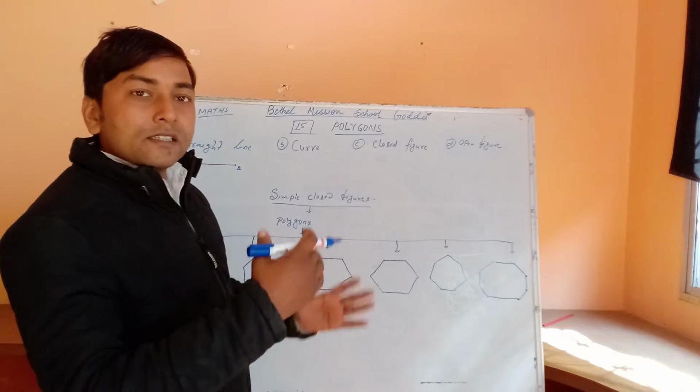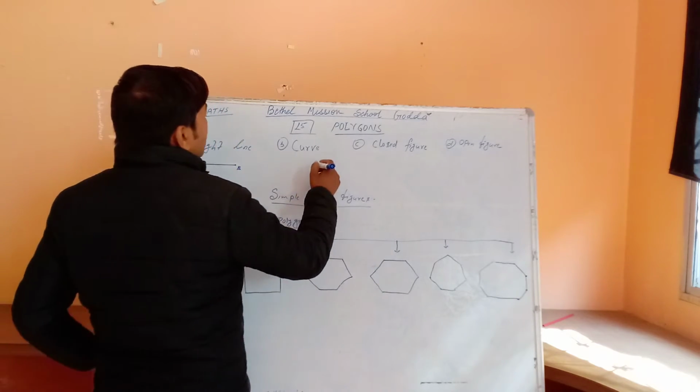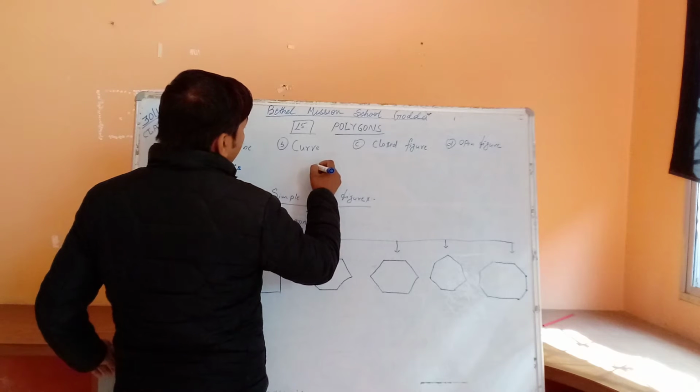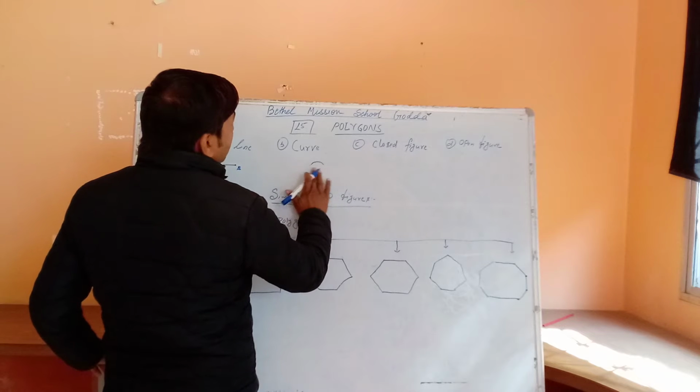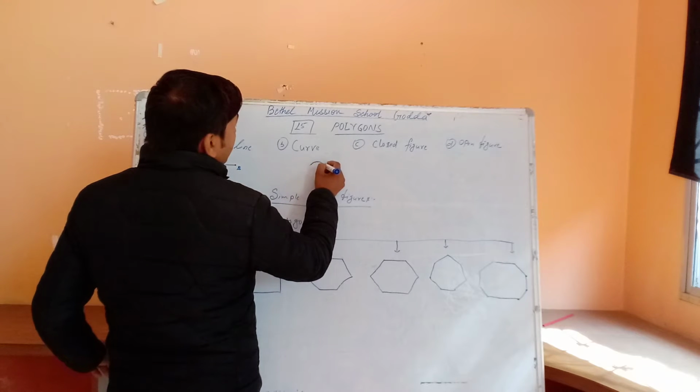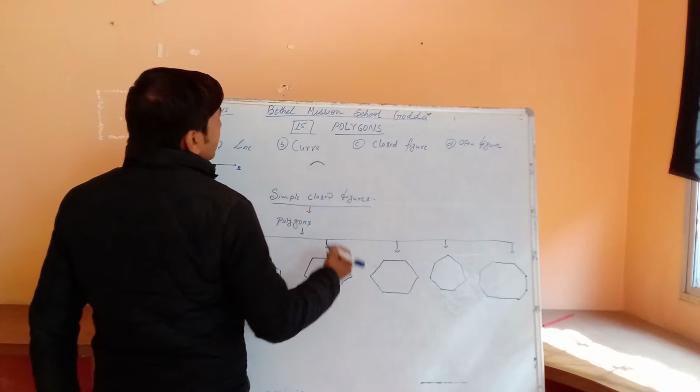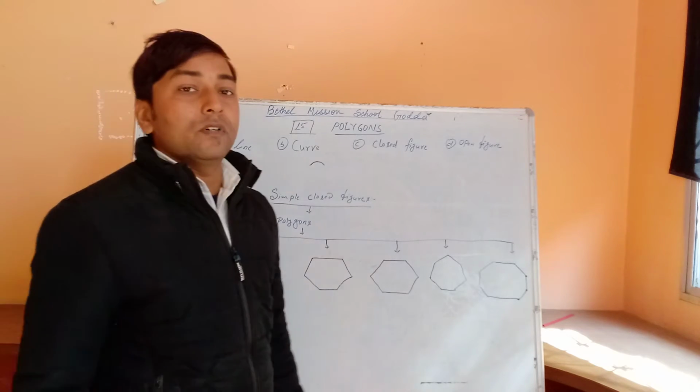And curve, what is a curved line? Suppose this is a circle and you draw only this type of line, this is a curved line, that is a curve.